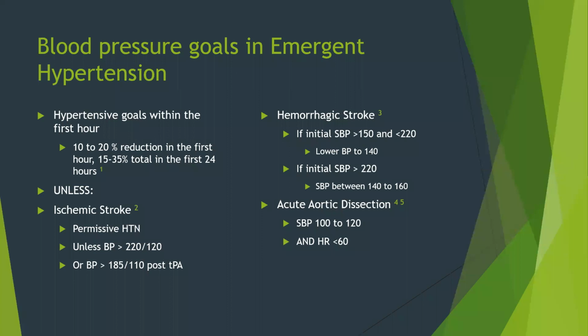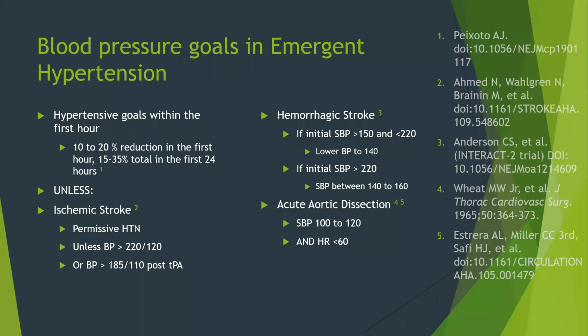And this is purely because a faster heart rate is agitating that intimal flap that forms in that acute aortic dissection more, and it's going to make it propagate more. So we control both blood pressure and heart rate in acute aortic dissection. So these three situations are the only cases where you don't want to just reduce 10 to 20%. So keep those ones in mind.